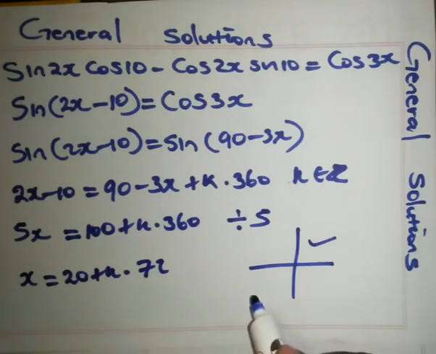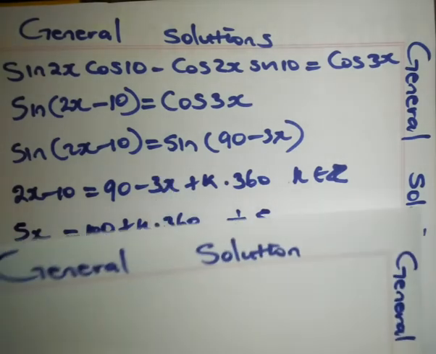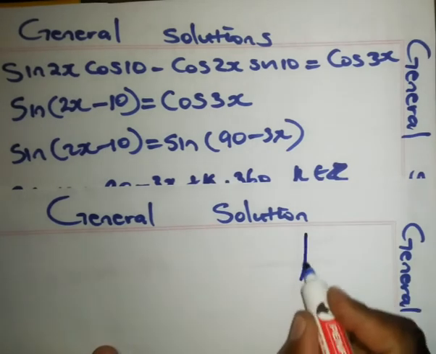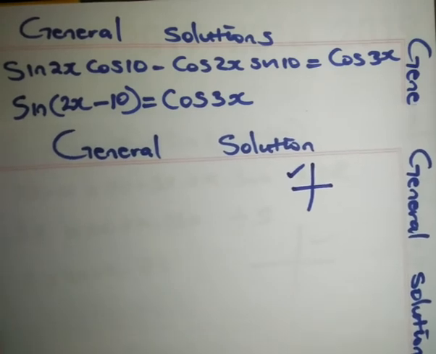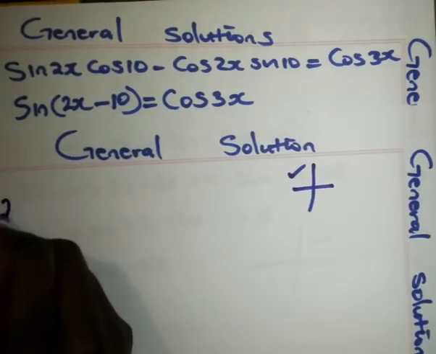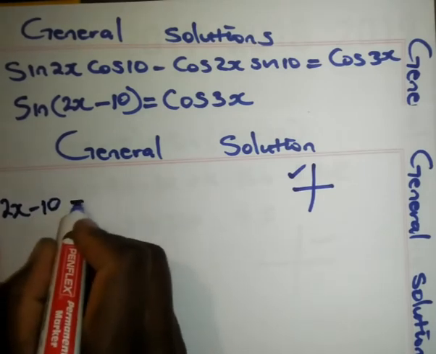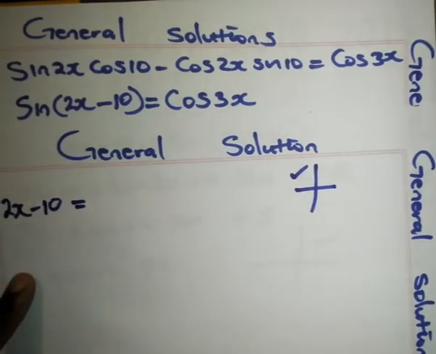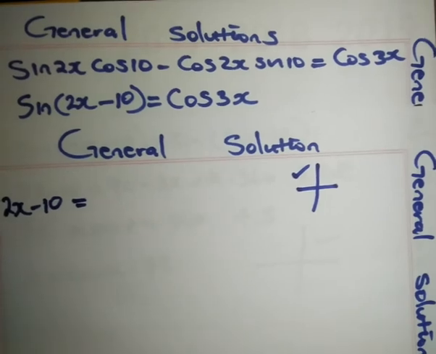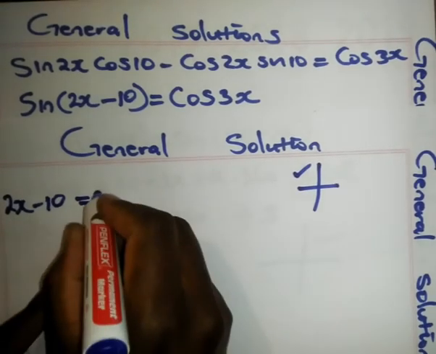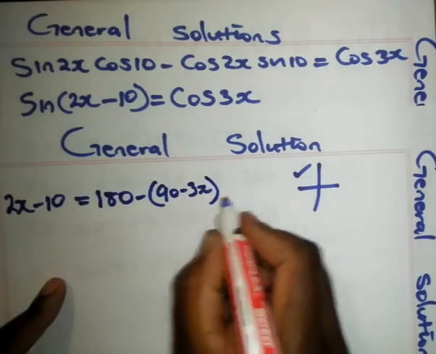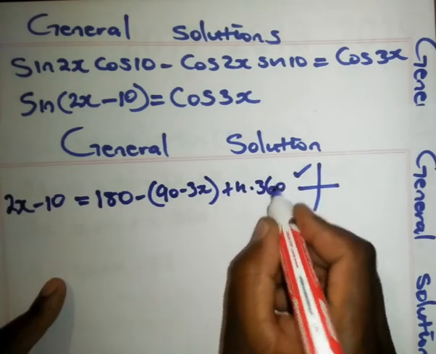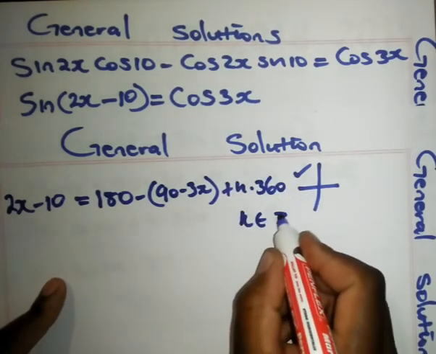It should be in the second quadrant, because this is where your sine is positive. So we're looking for the second solution that should be in the second quadrant. Now we have our 2x minus 10, which is equal to, in order for us to represent the second quadrant, we know that it should be 180 minus our reference angle, therefore plus k times 360. We said k is an element of integers.